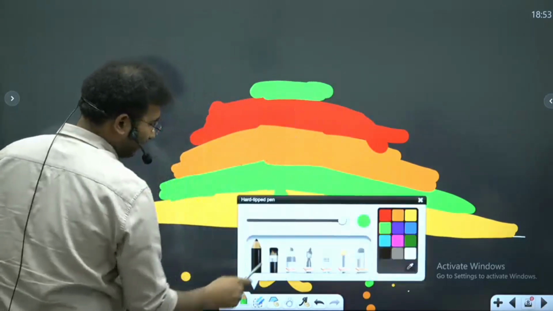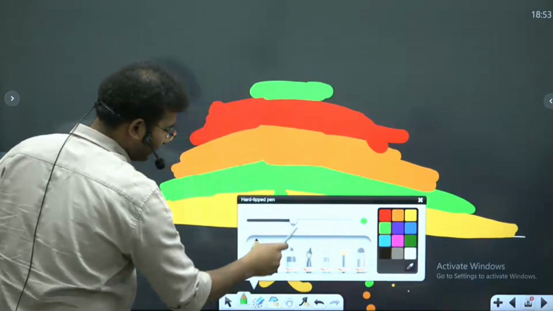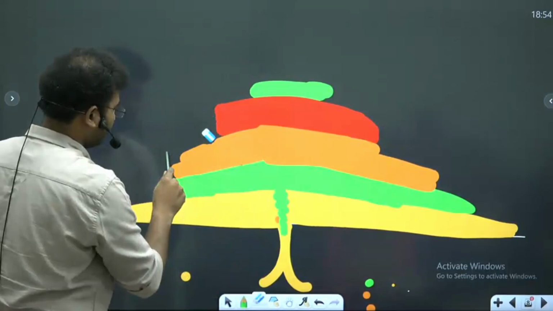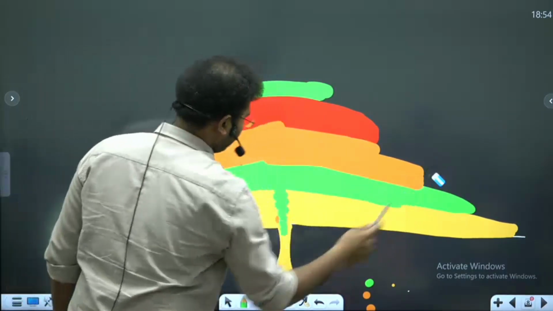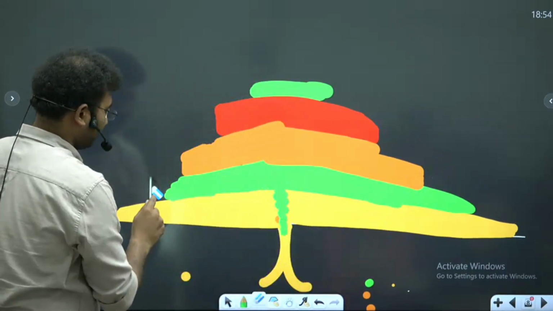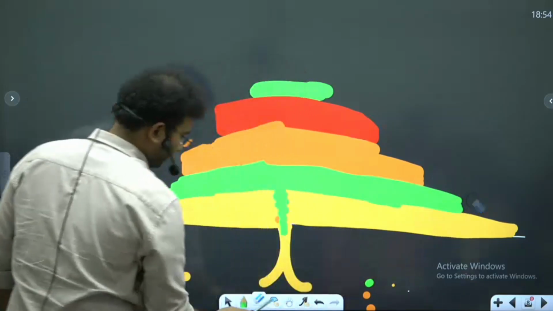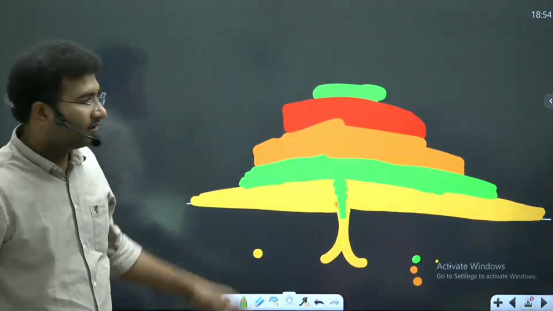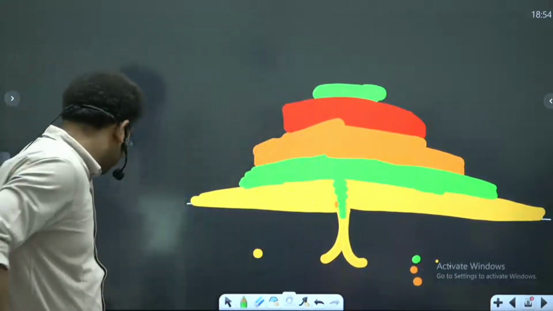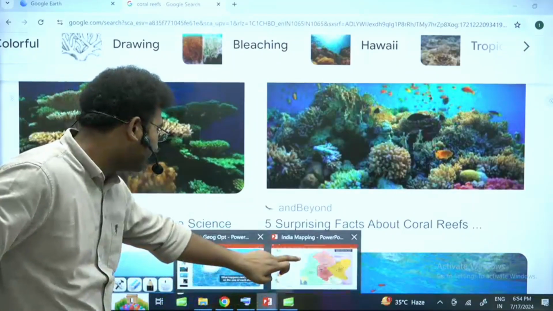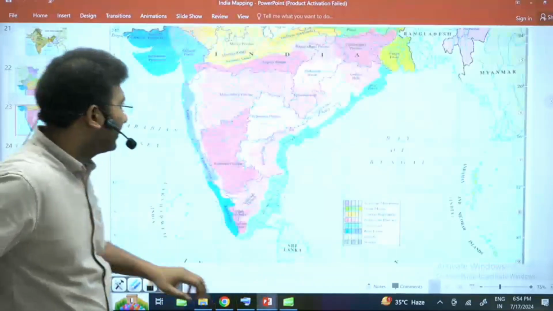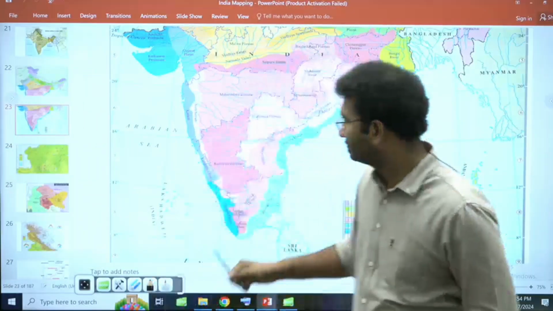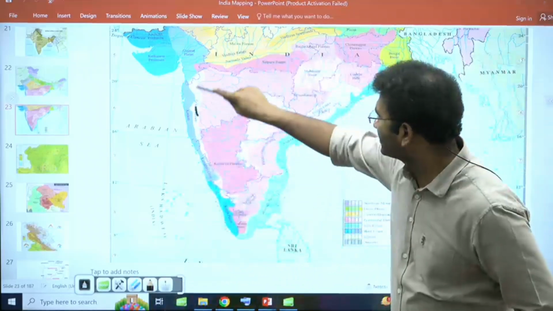Finally, if you look at the Deccan Plateau, your Deccan Plateau looks like this. So this is how your Deccan Plateau looks. I'm showing you the cross-sectional view. Just go back and look at this map. How big is your Deccan Plateau? Isn't it very big? This is the size of a plateau.